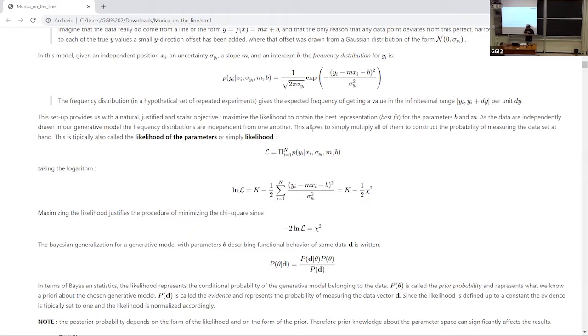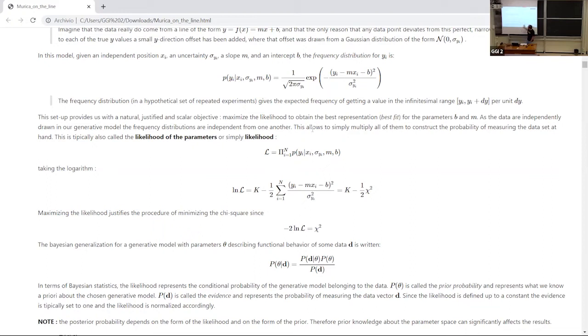So this solution has a Bayesian generalization, in which the Bayesian generalization for a generative model of parameters theta describing functional behaviors and data D can be written like this. And this is basically what we've written here. But now I call D the vector containing the data and theta the vector containing the parameters of the generative model, if you want.